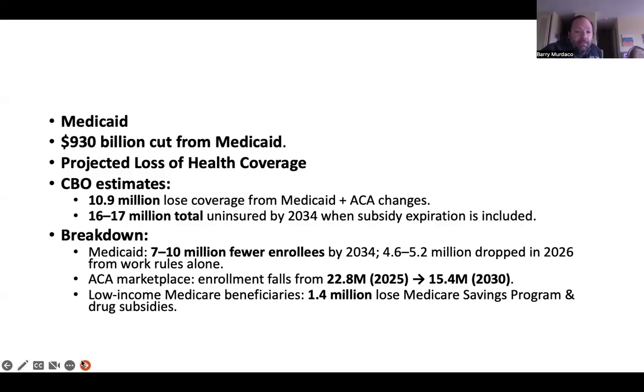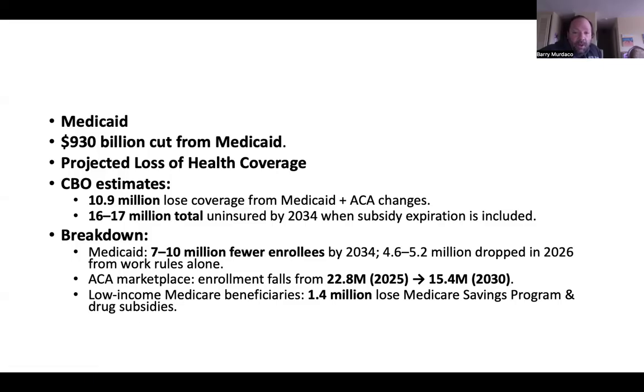Medicaid, 7 to 10 million fewer enrollees by 2034. Roughly 4.5 to 5 million dropped in 2026 from work rules alone. Basically, stronger eligibility requirements that most people on Medicaid can't meet, which will then result in their coverage being terminated. ACA marketplace enrollment falls from almost 23 million to about 15 or 15.5 million in the next 5 years.